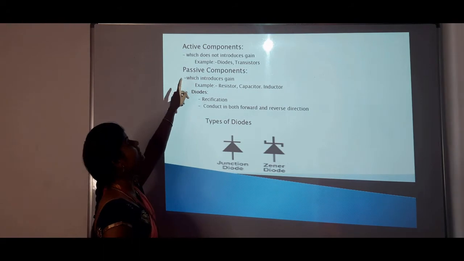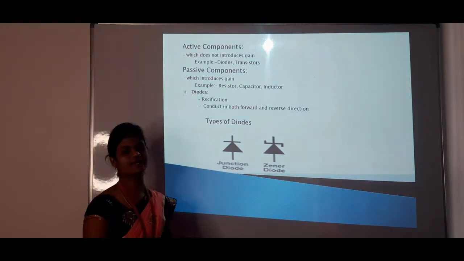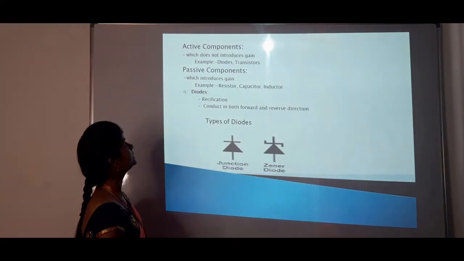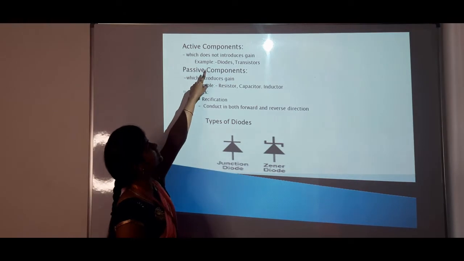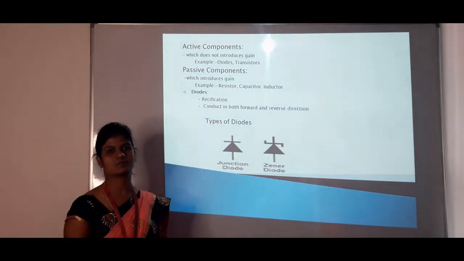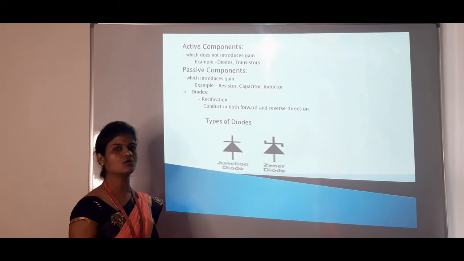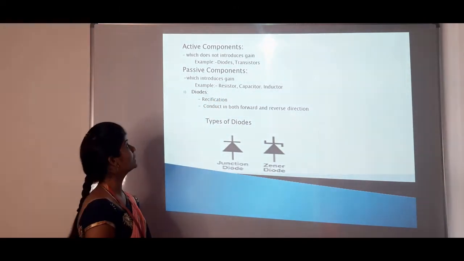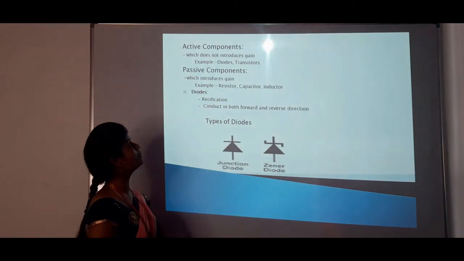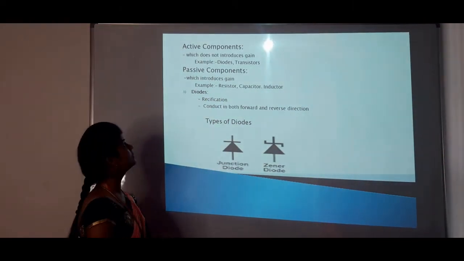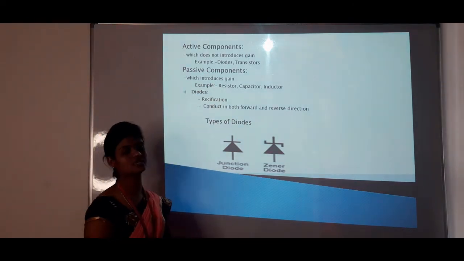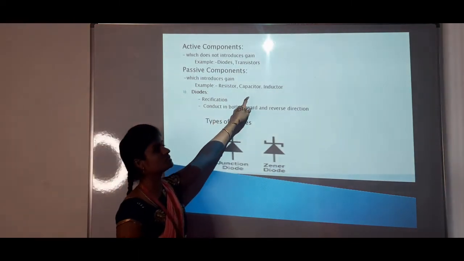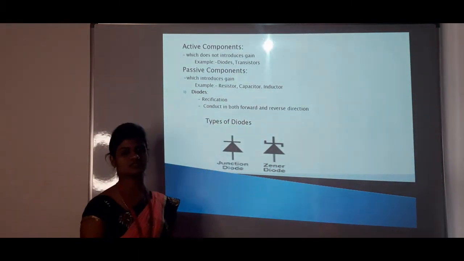Now we see the definitions of the active components and the passive components. In case of the active components, they can be defined as the components which do not introduce gain. That is called the active components. Examples are diodes and transistors. In case of the passive components, they can be defined as the components which introduce gain, that is called the passive components. Examples are resistors, capacitors and inductors.